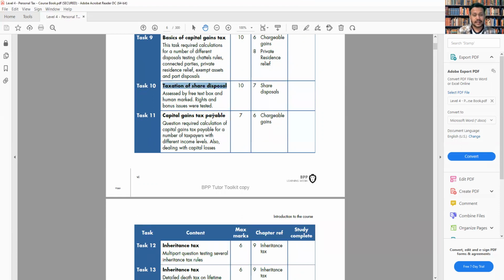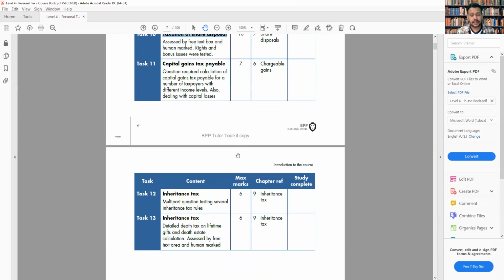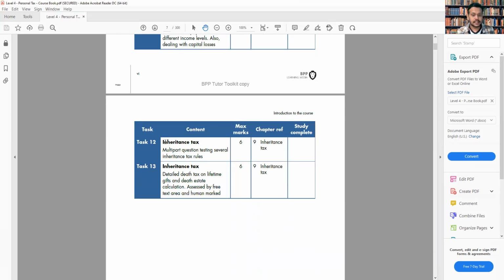Then we have capital gains tax payable, how much capital gains tax we need to pay. Inheritance tax, there are 2 last questions from inheritance tax. And this one is all about when the person is alive and when the person is dead. We need to know the difference between PET and CLT. So that could be our new area.